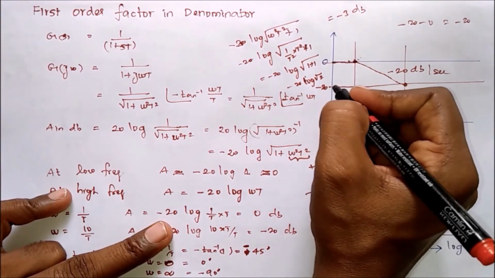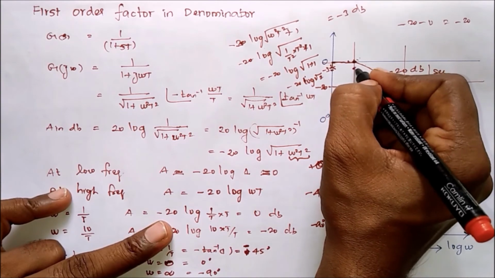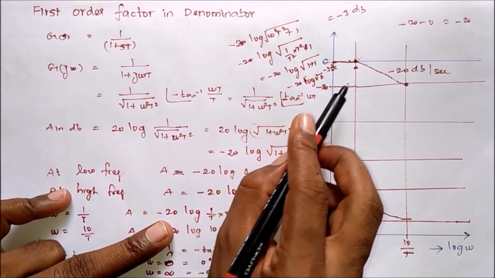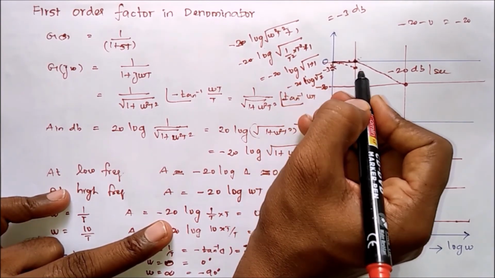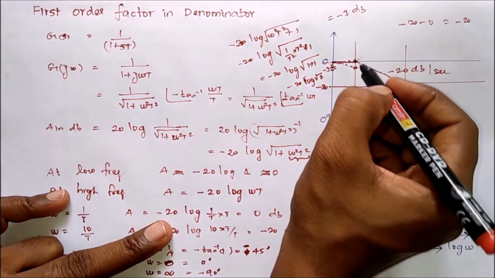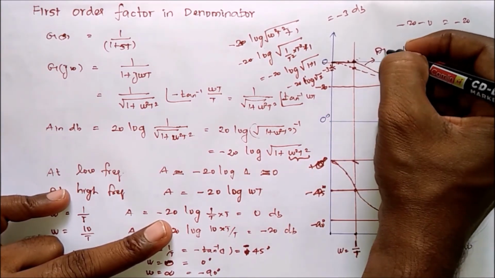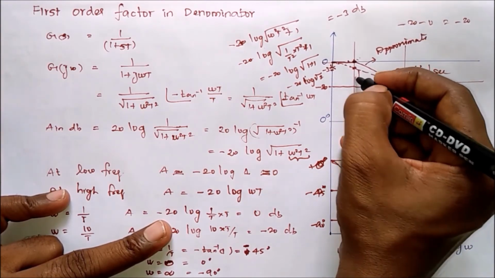Therefore if it is minus 20 decibel, this will be the minus 3 decibel. So at this point only both asymptotes have to meet. So it means this is the approximate plot. If we draw a plot meeting at corner frequency, this will be the exact plot. So this is approximate, this is exact.